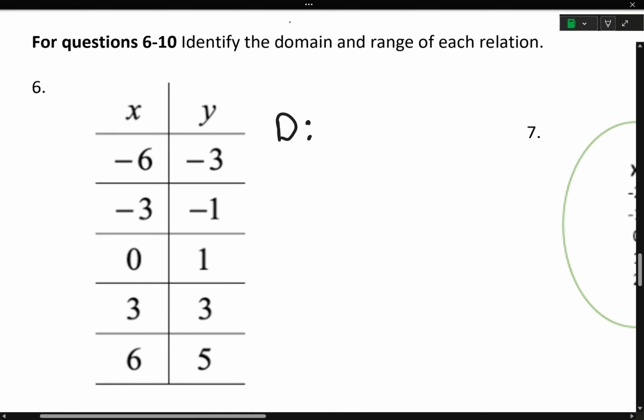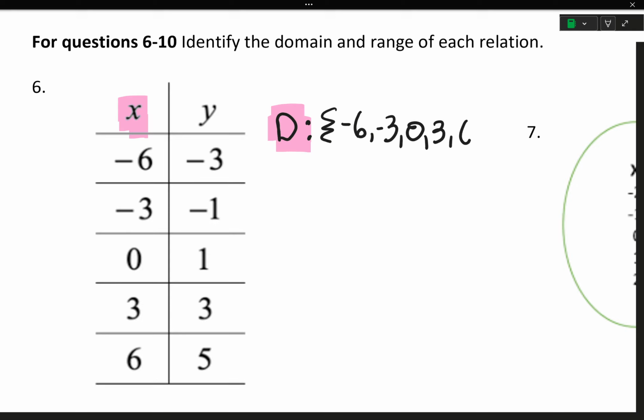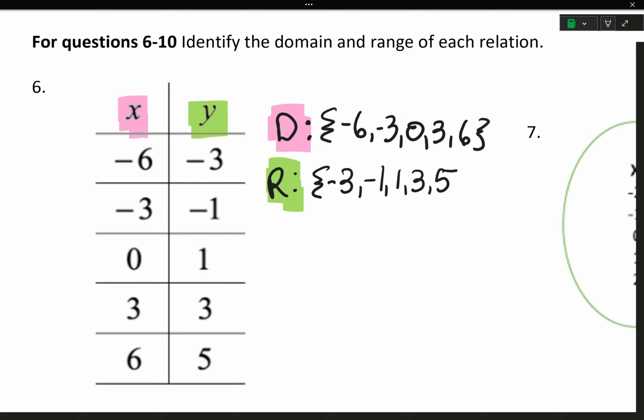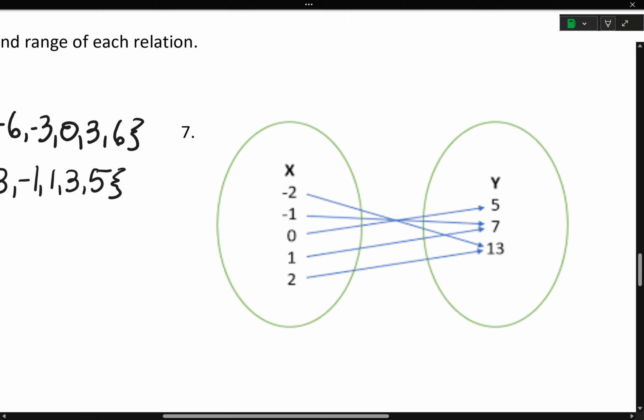I'm going to write D for domain, and those are x's. We're going to write them from smallest to largest. Oh my goodness, it actually looks like they're in order. So I got -6, -3, 0, 3, and 6. Our range is our y's. Looks like those are in order too already, so let's just write them down with commas in between. -3, -1, 1, 3, 5, and squiggly brackets around both sides. Number 7's the same idea.